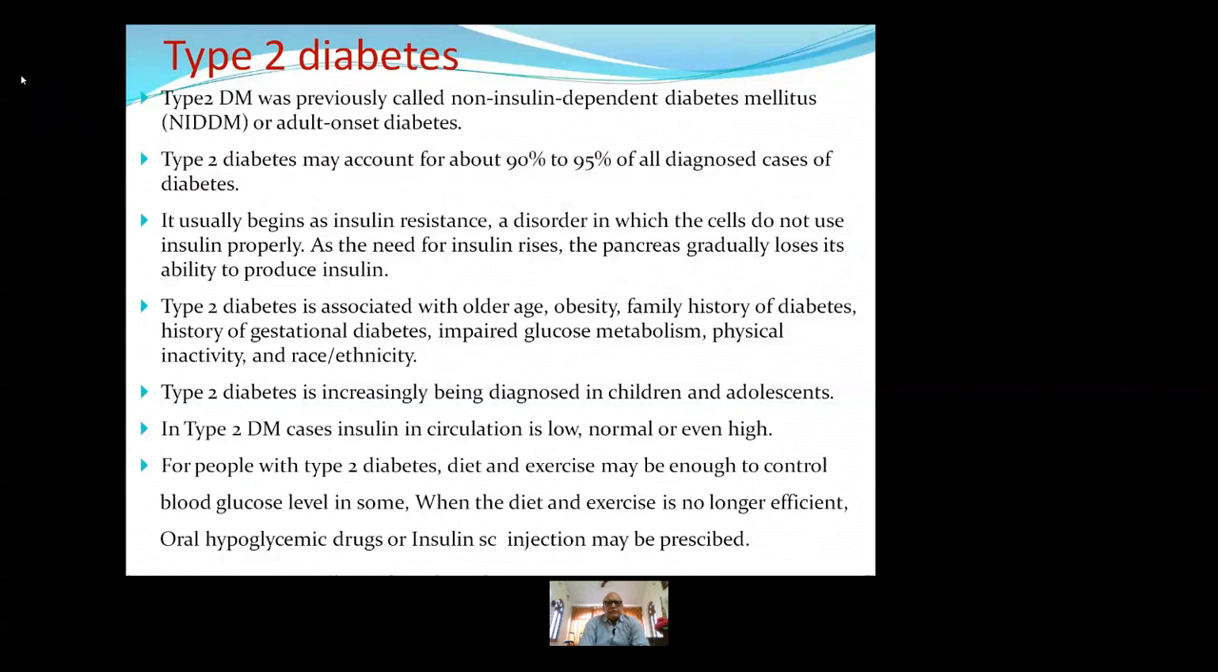Type 2 diabetes is increasingly being diagnosed in children and adolescents. In type 2 diabetes mellitus cases, insulin in circulation is low, normal, or even high. For people with type 2 diabetes, diet and exercise may be enough to control blood glucose level in some. When diet and exercise are no longer efficient, oral hypoglycemic drugs or insulin subcutaneous injection may be prescribed.